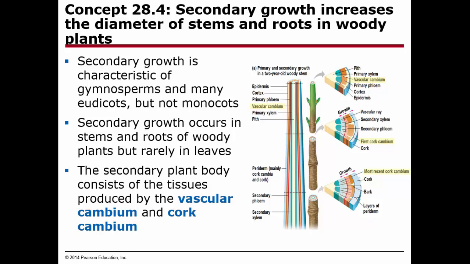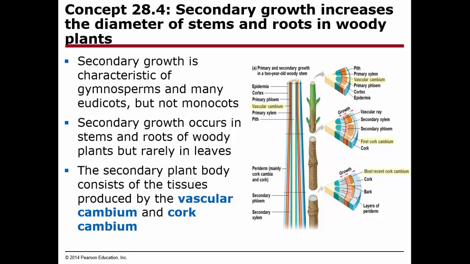So now let's go over how secondary growth occurs in woody species of plants. Keep in mind that secondary growth occurs in most gymnosperms, such as pine trees, and many eudicots. But it doesn't occur in most monocots. Secondary growth is also restricted to particular portions of a plant. It occurs in stems and roots of woody plants, but very rarely in the leaves.